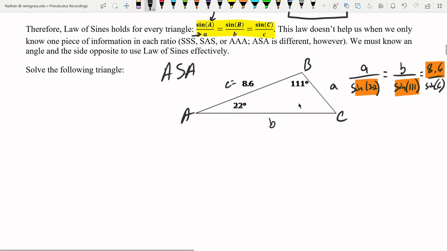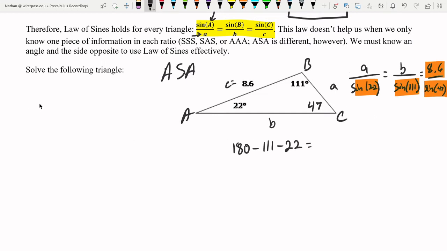However, I can use the fact that the angles of a triangle have to add up to 180. And 180 minus 111 minus 22 gives me 47. So I know that angle C equals 47. So I actually have this last piece of information. And now I can use law of sines. So I'm going to use what's given to find what's not known.